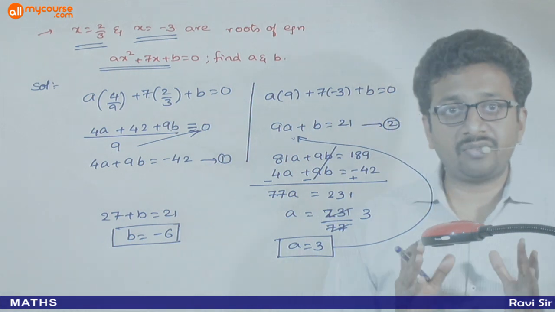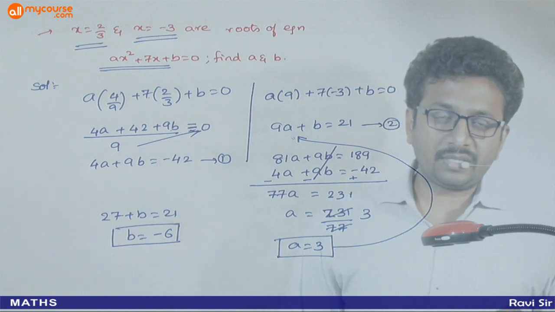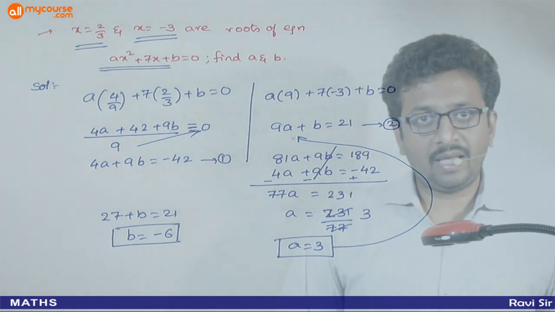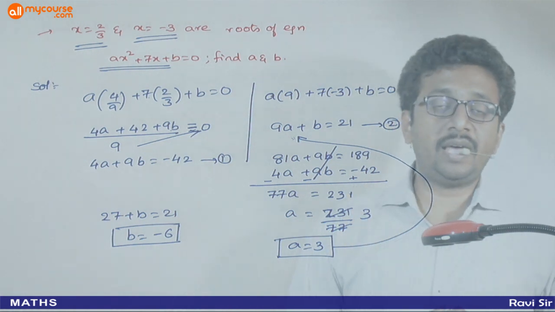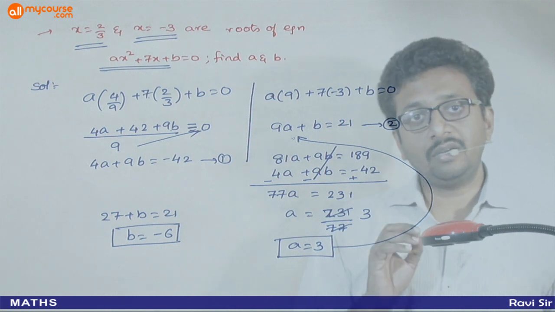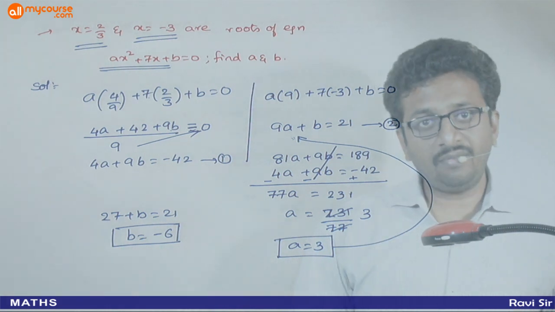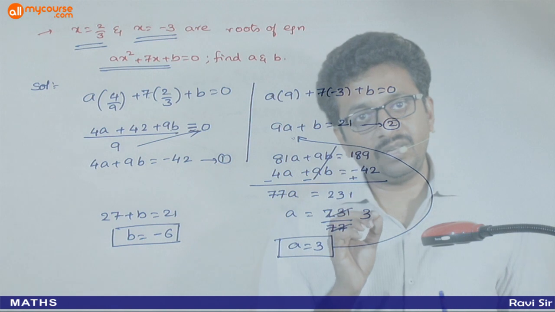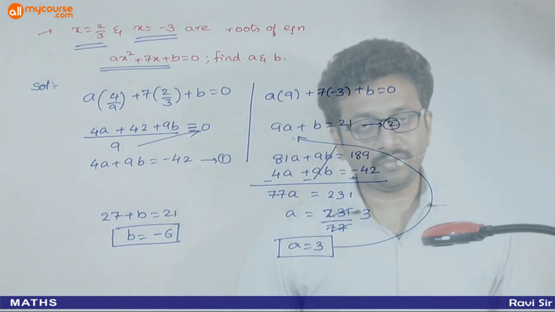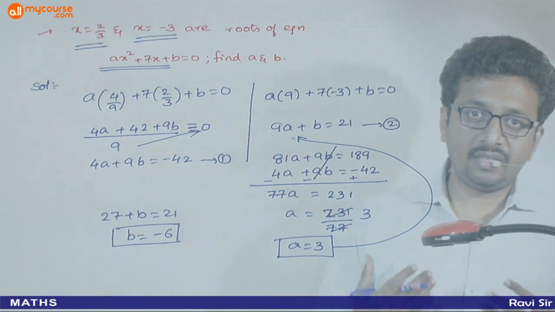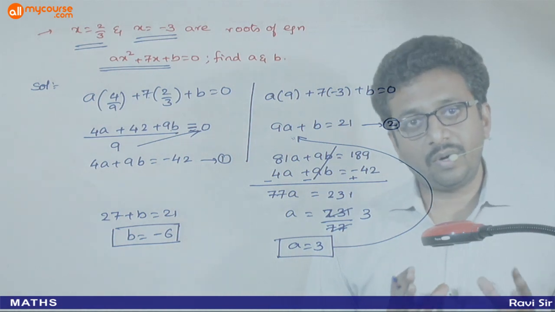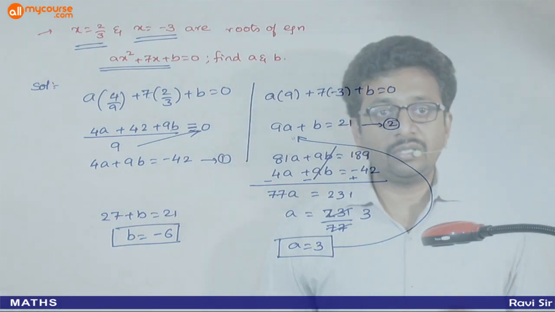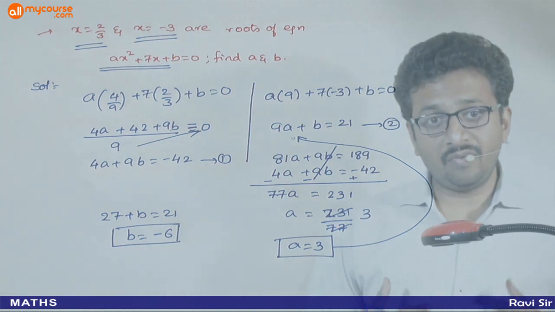So I hope you understand the first part of this chapter, which is basic terminology, the meaning of roots, and the concept that a quadratic equation has two roots. So if roots are given, you can find the unknowns. Okay. If a value of a variable is given, you can check whether it is a root or not. So these are different things that you can do for a quadratic equation. Next, let us move on to the next topic, which is solving quadratic equations.